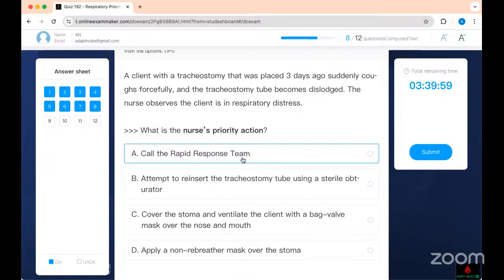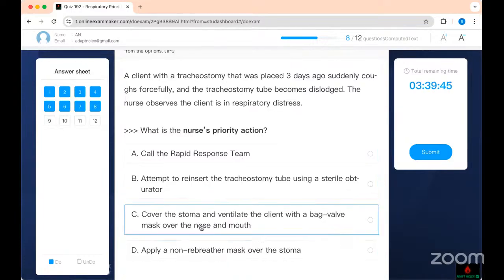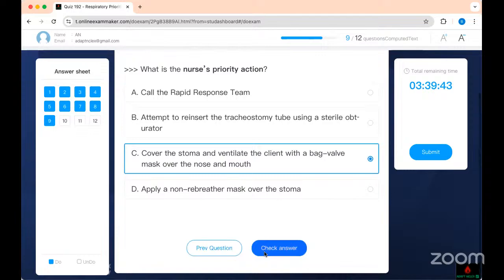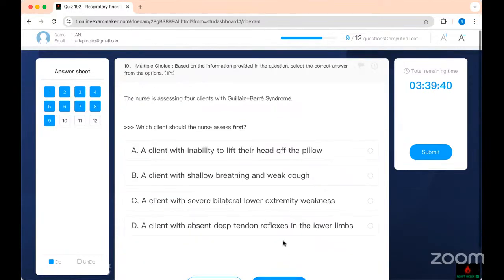Inserting the tracheostomy tube using a sterile obturator may go in the wrong direction and create a false track. Don't do that. Cover the stoma and ventilate the patient through the mouth. A non-rebreather is not going to help. So you don't have to memorize questions, but know the content so that when they trick you, you'll be able to figure it out.